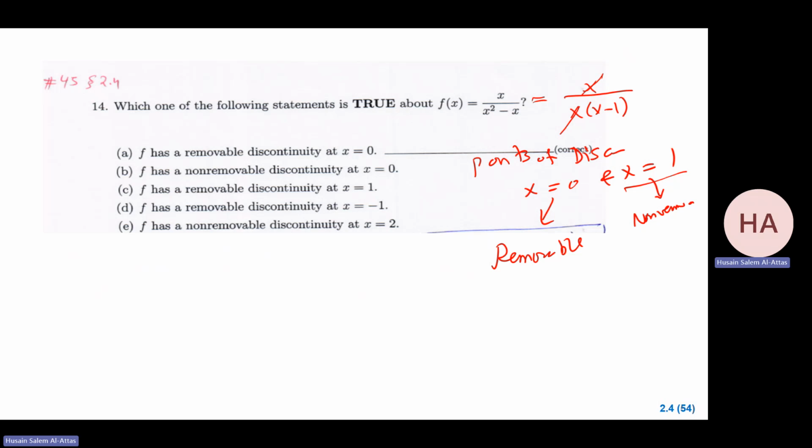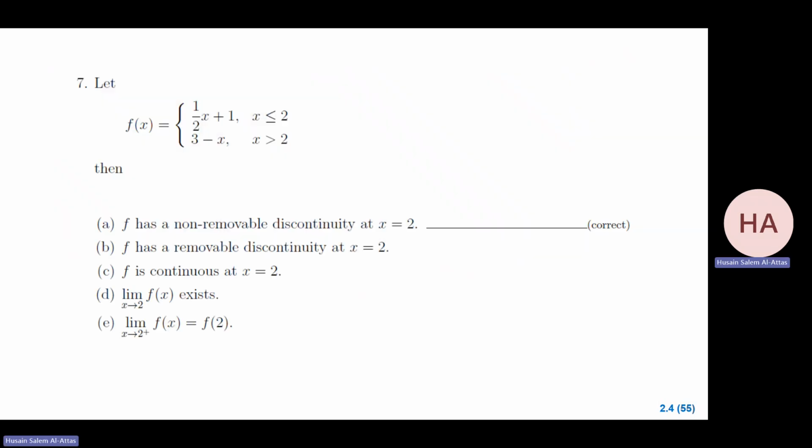So, is there a non-removable at x equal 2? No. Removable at x equal minus 1? No. I just have 0 and 1. Removable at x equal 1? No, it's not removable. Removable at x equal 0? It's removable. So that means the answer. Look at this: if x equal this, then what? F has an unremovable discontinuity.